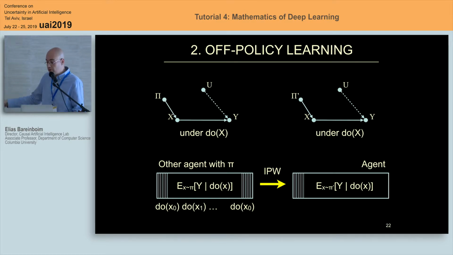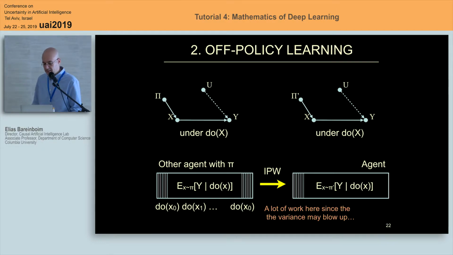Use this IPW, and then you can get what would be the effect as if you had done the experimentation. I just mentioned that there is a lot of work here since the variance may blow up, given that we have divisions by values that may be very small. You can do clipping, and there are some ways around that, at least ways to think about it. This is the off-policy case.